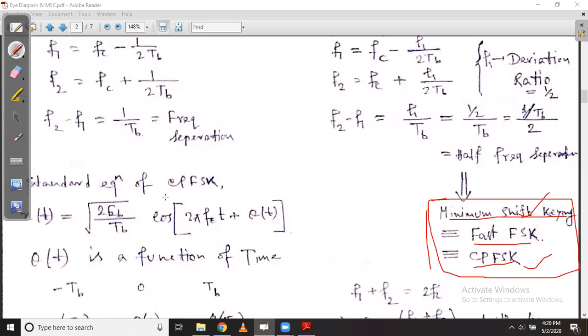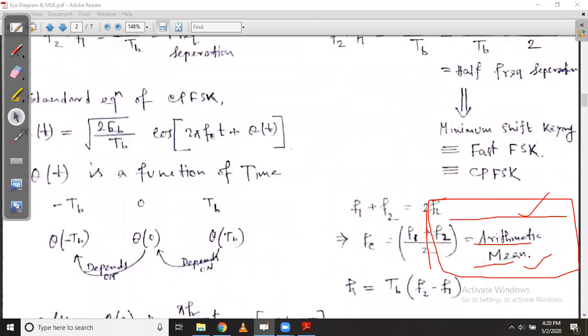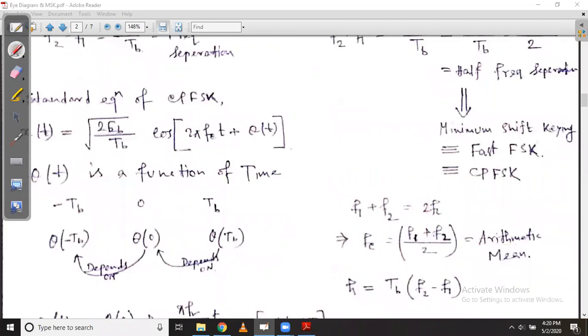Now the standard expression for CPFSK. We know that in the case of plain FSK, the expression is only up to this. But in the case of continuous phase, we have to add some phase also. That phase is denoted by theta(t), the phase function, having some value at a particular time t. That t may be minus Tb, plus Tb, 0, 2Tb, whatever.